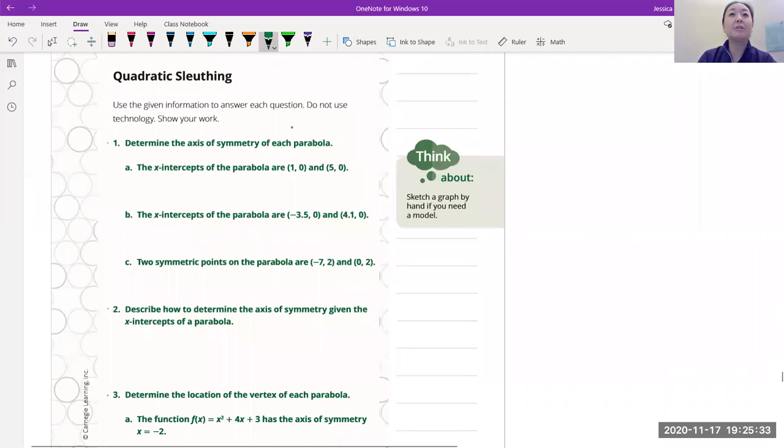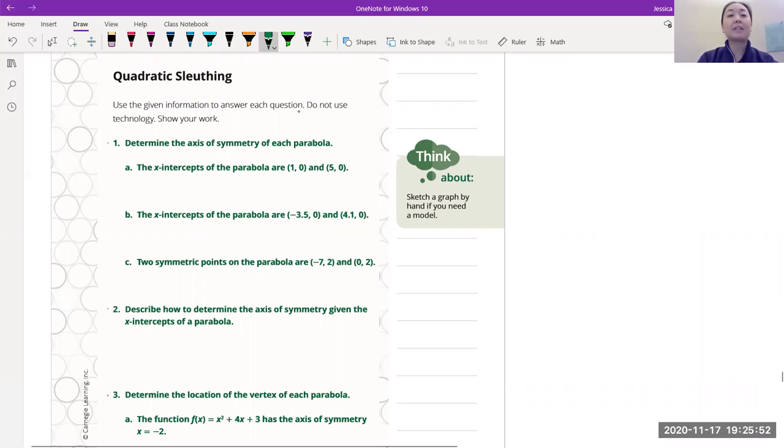All right, so it says do not use technology. We can use your calculator to calculate things, like if you don't know how to multiply or subtract or add or divide, but we're not going to use it to graph. We're not graphing anything. This is the intention behind that.